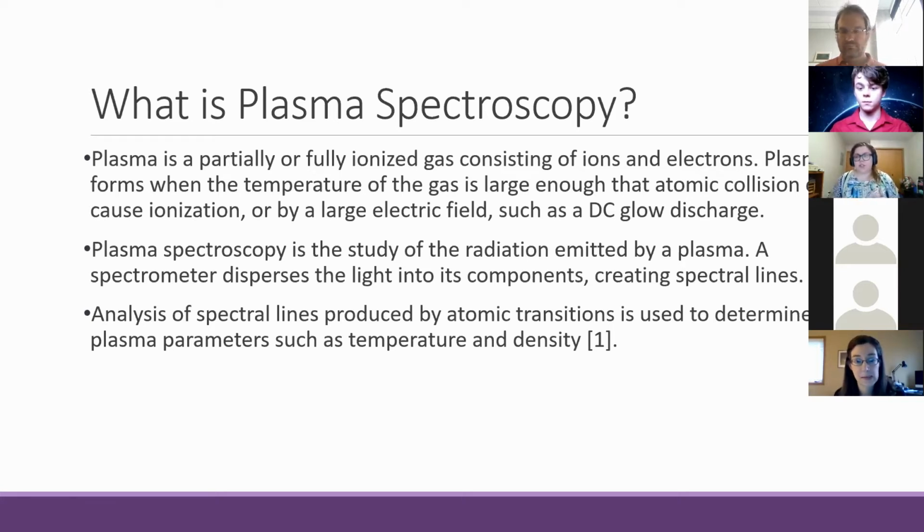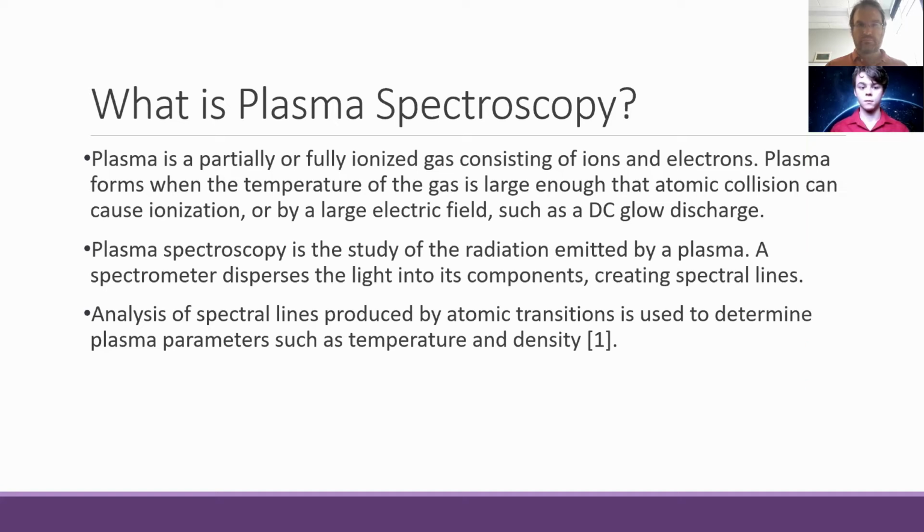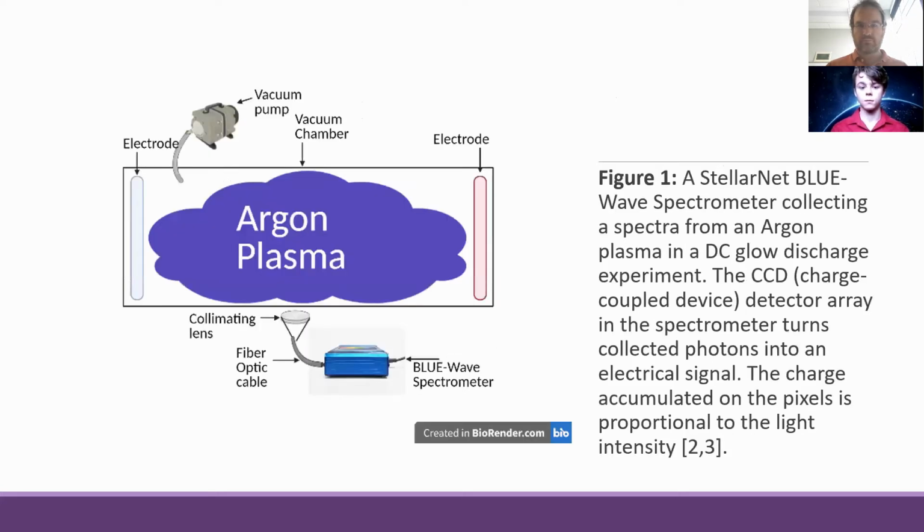And these transitions are measured by a spectrometer, and they create different peaks or lines in your graph. And analysis of these peaks can be used to determine physical characteristics about the plasma, such as temperature, density, and composition. So this figure shows a schematic of a spectroscopy setup that Dr. Archmiller took a few years ago of an argon plasma.